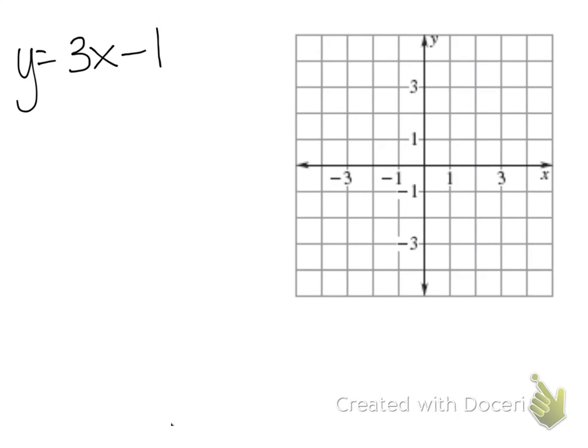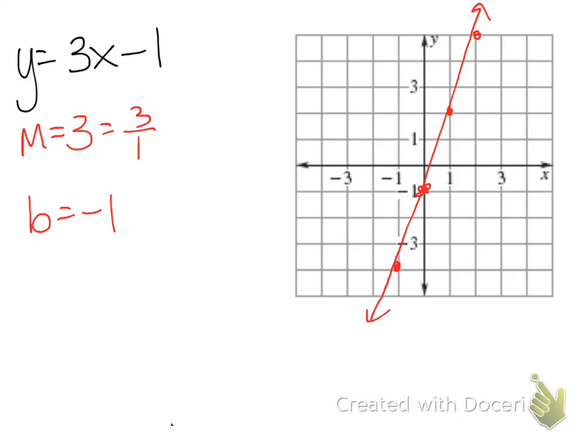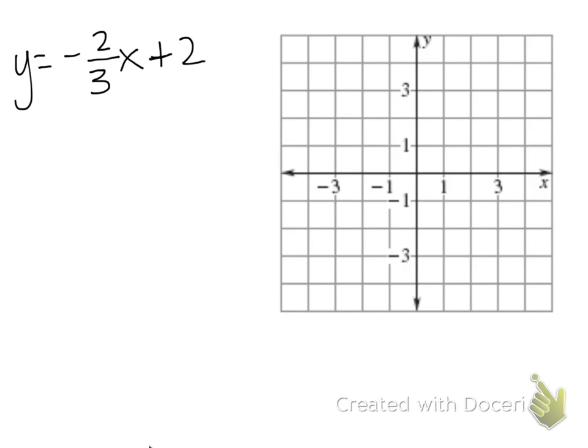For the next 2 examples, I would like you to do on your own. Again, identify what your m is and what your b is, and graph until you reach the edge of the graph paper. And we've graphed that line. And I'll go ahead and graph this one.